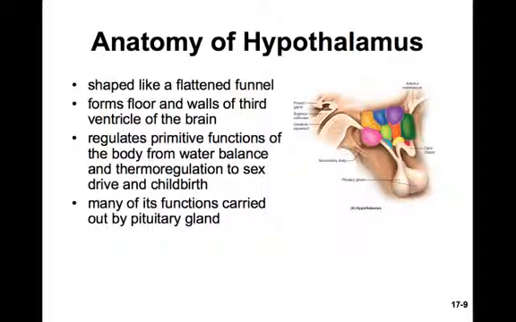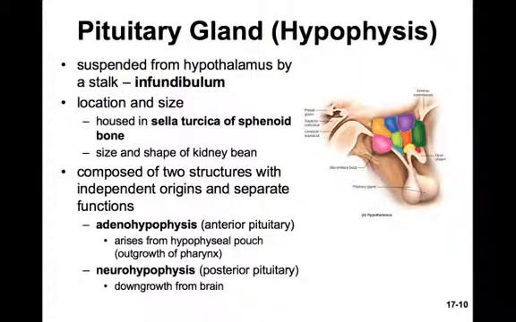Many of the functions of the hypothalamus are relayed to the pituitary gland, so the functions of the hypothalamus and pituitary are highly integrated. The pituitary gland, or hypophysis, is suspended from the hypothalamus by a stalk that's called the infundibulum. You may recall looking at this when we looked at brain structures. The pituitary sits right in the sella turcica of the sphenoid bone. You'll recall the Turkish saddle. It's high in the front and high in the back, and it guards this pituitary gland.